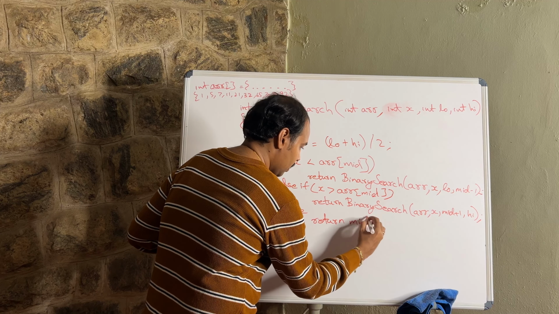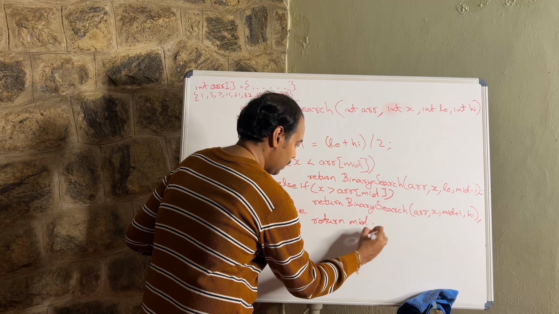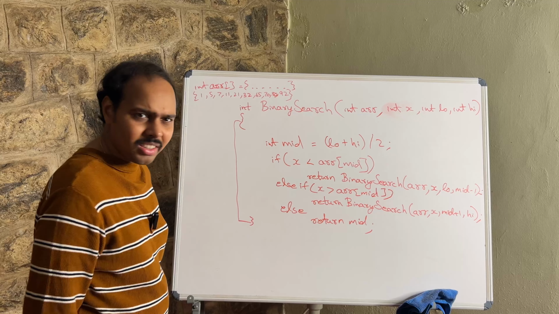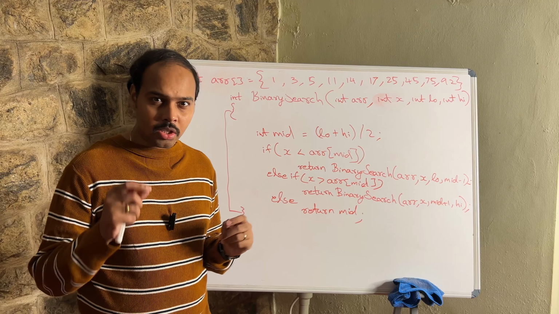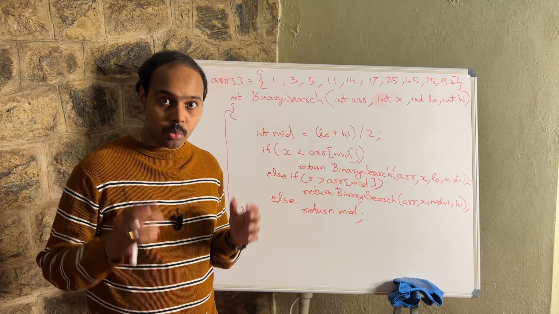Return mid, because if x is not less than the middle element and not greater than the middle element, then it's absolutely equal to the middle element. Did this complete the whole solution? We are missing a small part, but a very important part.